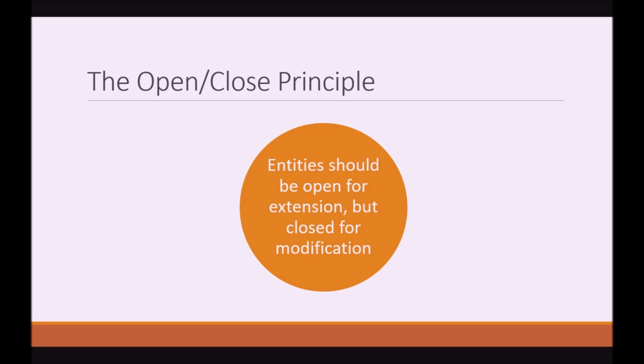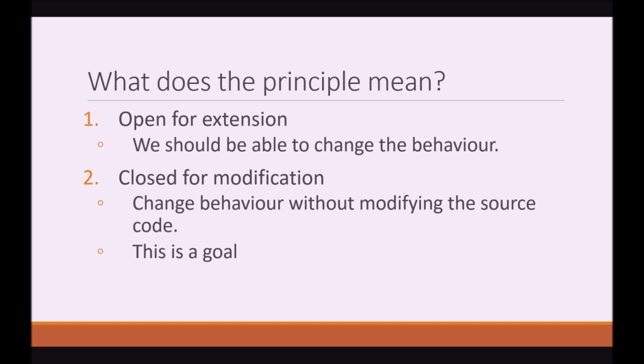The principle says entities or classes should be open for extension but closed for modification. So what does this principle actually mean? Well, we need to keep our classes open for extension. This means we should be able to change the behavior of our classes. But at the same time, we need to keep these classes closed for modification. This means that we should never change the source code of a class. And this may be tough, but this is a goal we need to strive for. If you cannot achieve this goal, it is okay, but it's highly recommended that you try your hardest to do so.